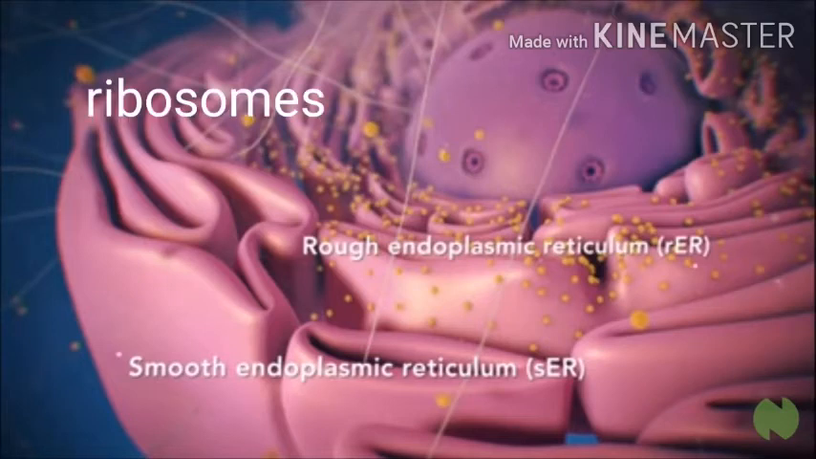The granular structures you can see in yellow color are called ribosomes. They are found freely or attached to the endoplasmic reticulum. They help in the synthesis of protein. That is why these are called protein factories of the cell.